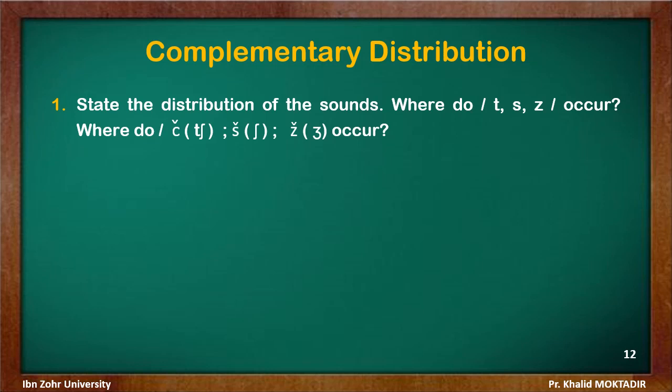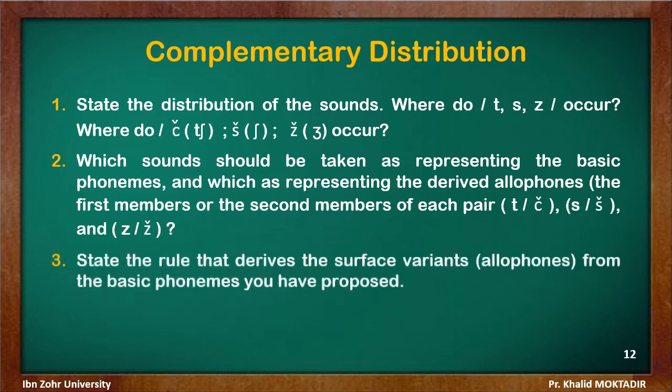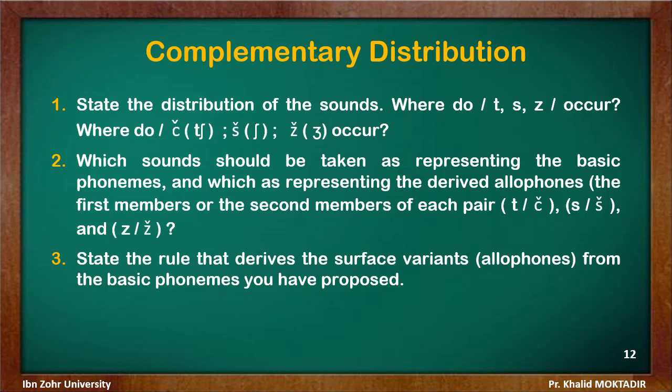The second question is about the frequency of occurrence. That is, which sounds should be taken as representing the basic phonemes and which ones as representing the derived allophones? Is it the first members, that's t, s, or z, or the second members of each pair? And the last question is, state the rule that derives the surface variants, that is the allophones, from their basic phonemes that you have proposed. Take your time to read the questions again carefully, and then we move on.